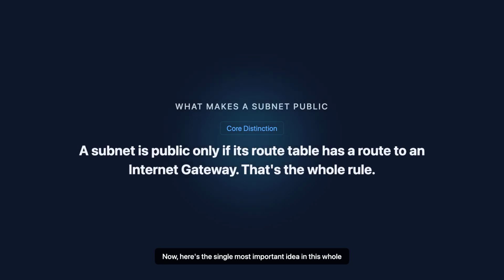Now, here's the single most important idea in this whole video. People assume a subnet is public because of some special setting, or because of where it sits. It's neither. A subnet is public for one reason only: its route table has a route to an internet gateway. If that route exists, the subnet is public. If it doesn't, the subnet is private. That's the entire definition. And once it clicks, the rest of networking gets a lot simpler.